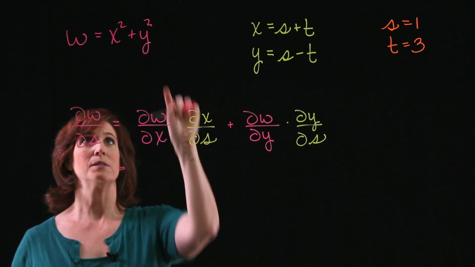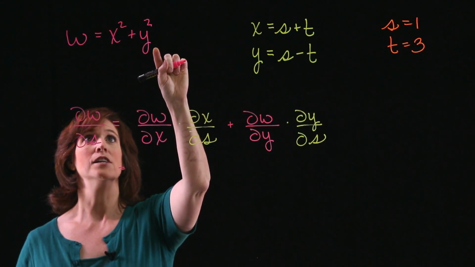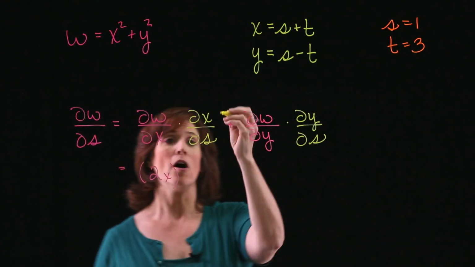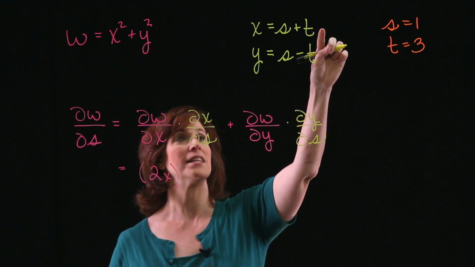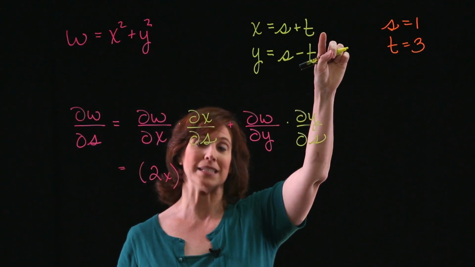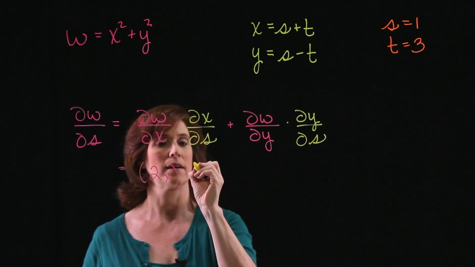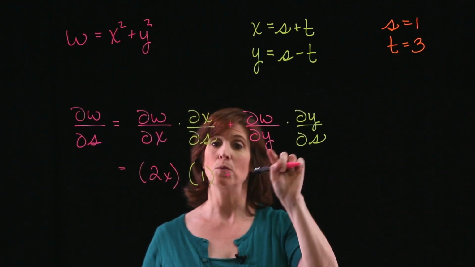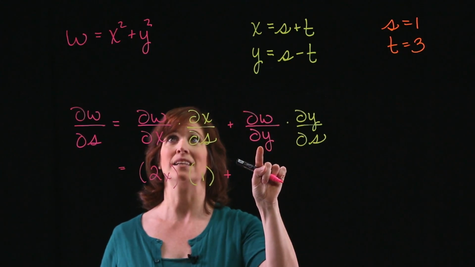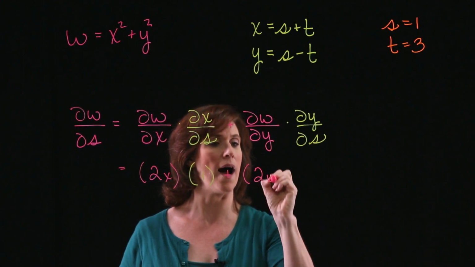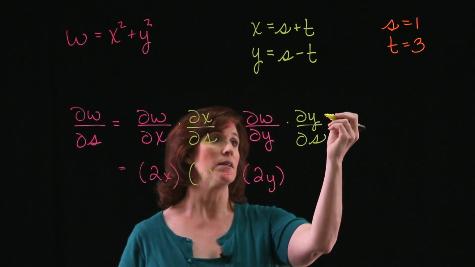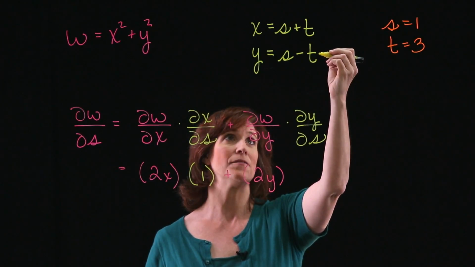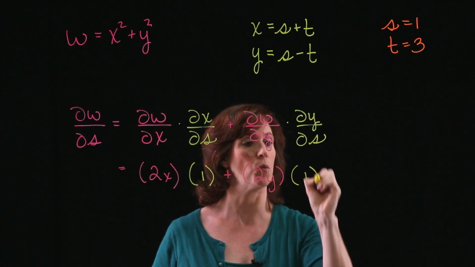Okay, now my partial of w with respect to x, I'll treat y as if it's a constant, so the derivative then is 2x. For the partial of x with respect to s, I'll use my equation that x equals s plus t. I'm going to treat t as a constant, so the derivative is 1. Now I need the partial of w with respect to y. So I'll be treating x as if it's a constant, so that gives me 2y. And now I need the partial of y with respect to s, and y, remember, is s minus t. I'll be treating t as if it's a constant, so that is going to be equal to 1.